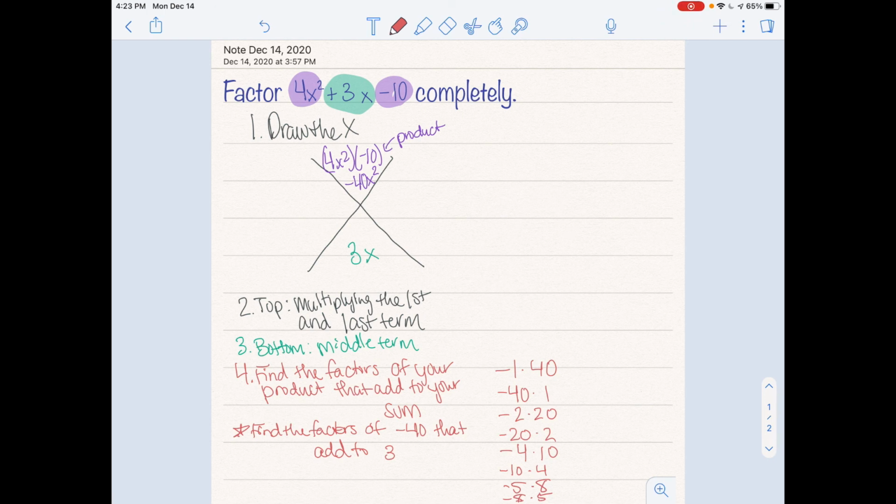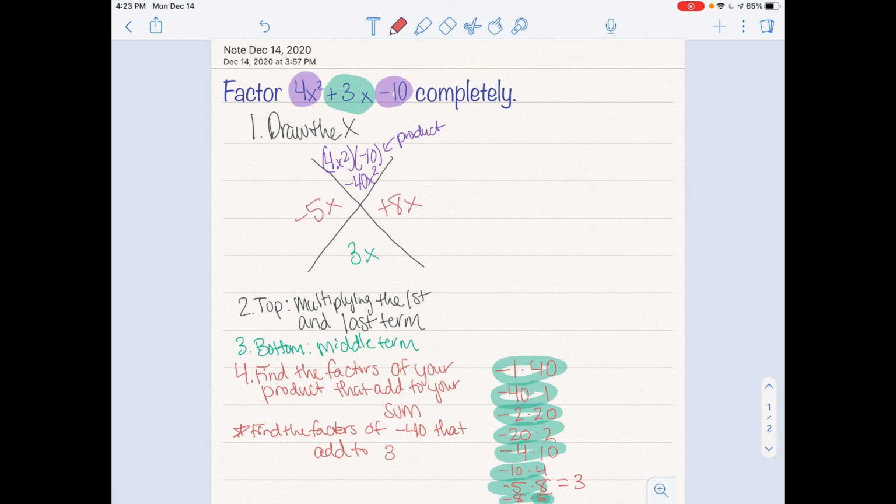So what we want to do here is add up these pairs. Each pair add together to see if we get our sum of 3. Looking ahead, I know that negative 5 plus 8 is equal to 3. So I know that negative 5x and positive 8x are going to be my two factors on either side of my x.